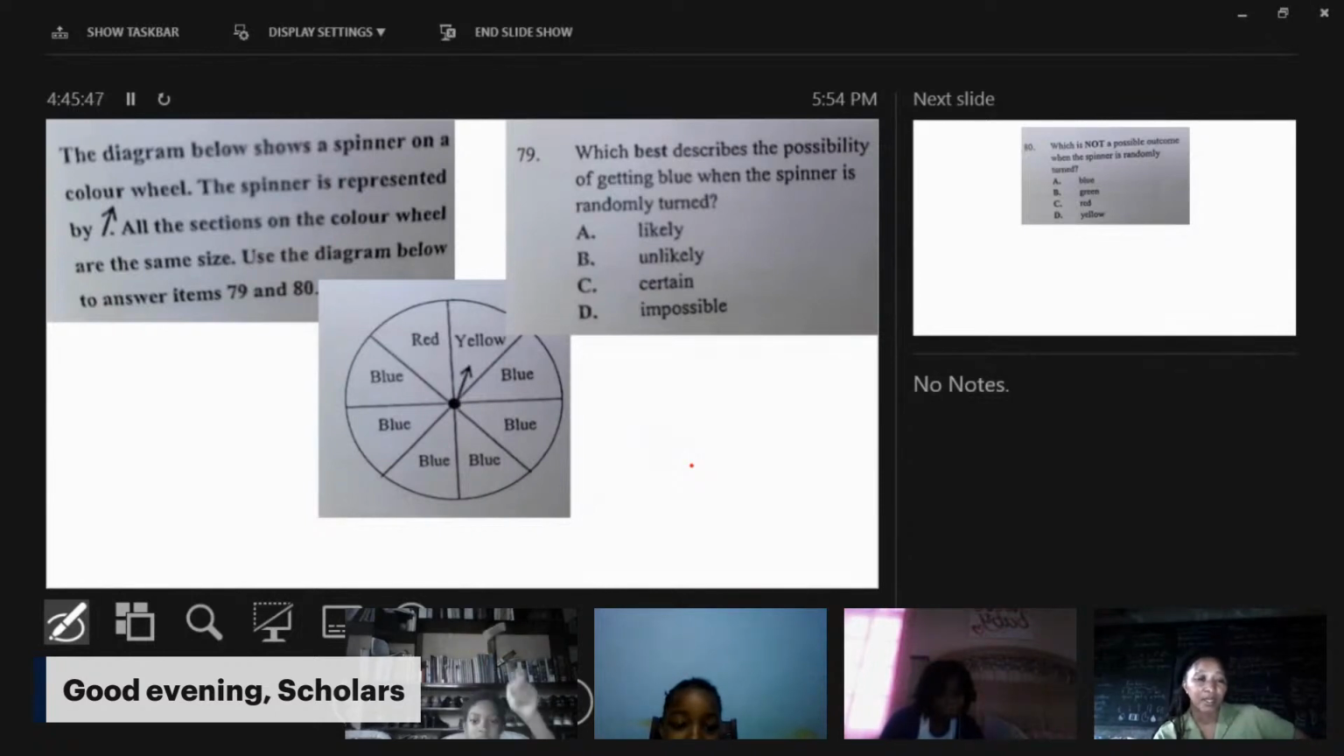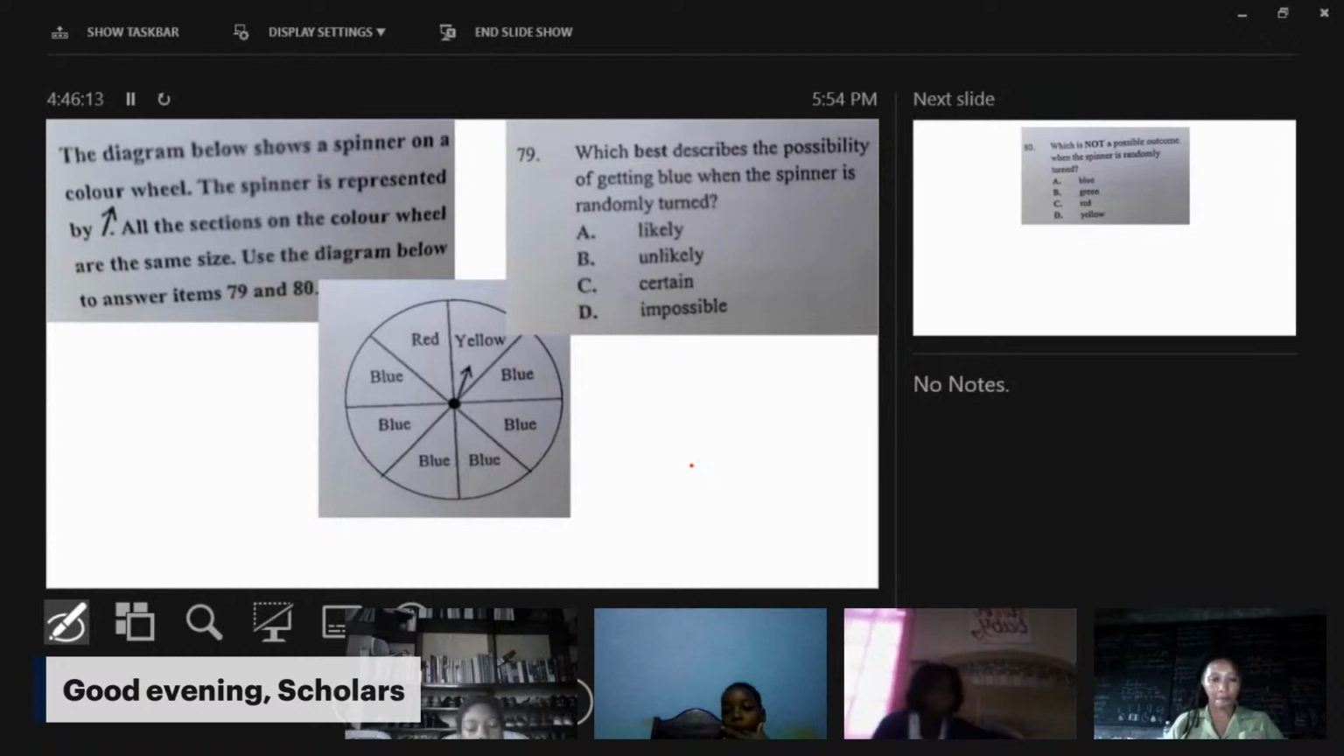Excuse me, Miss, can I get a minute? Sure. The spinner is represented by the arrow. All the sections on the color wheel are the same size. Use the diagram below to answer items 79 and 80. Okay, John, do 79 for me, please.